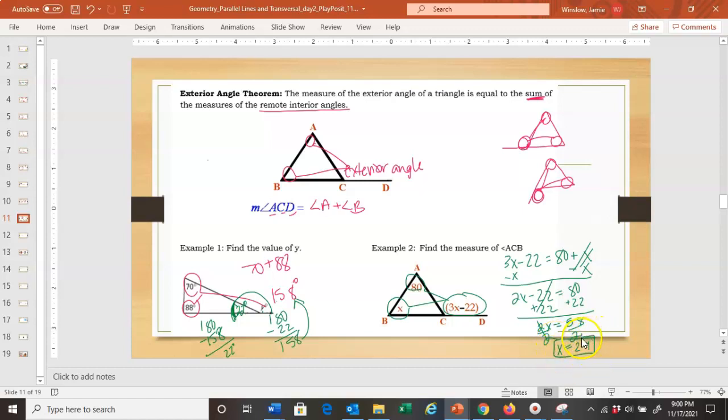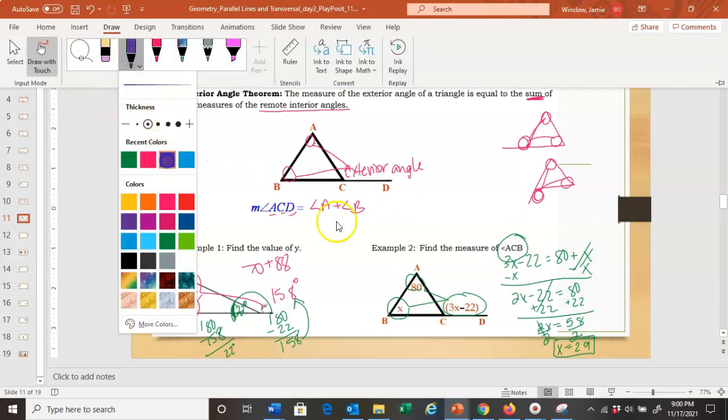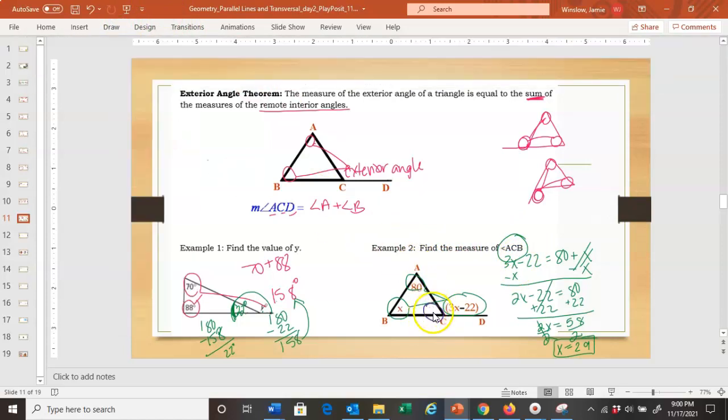X is 29, but it wants us to be careful. It wants us to solve for ACB. So ACB happens to be that interior angle, this one right here. So we have a few options. We could take this X, plug it in here, this is 29, and then take these and subtract from 180. That would work. Or you could plug X in here and subtract from 180 because that's a linear pair.